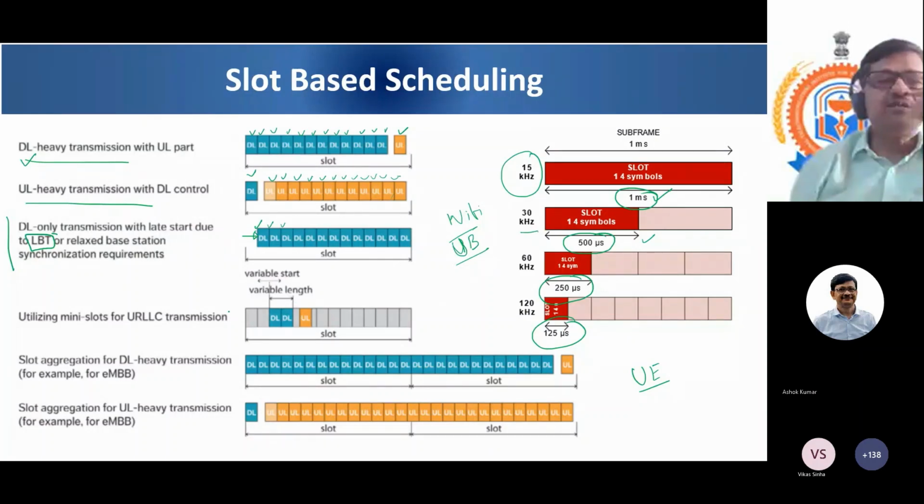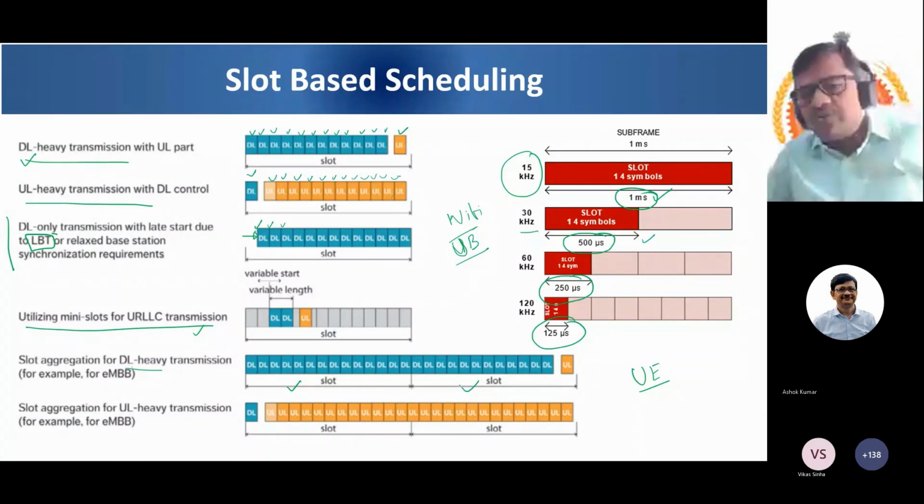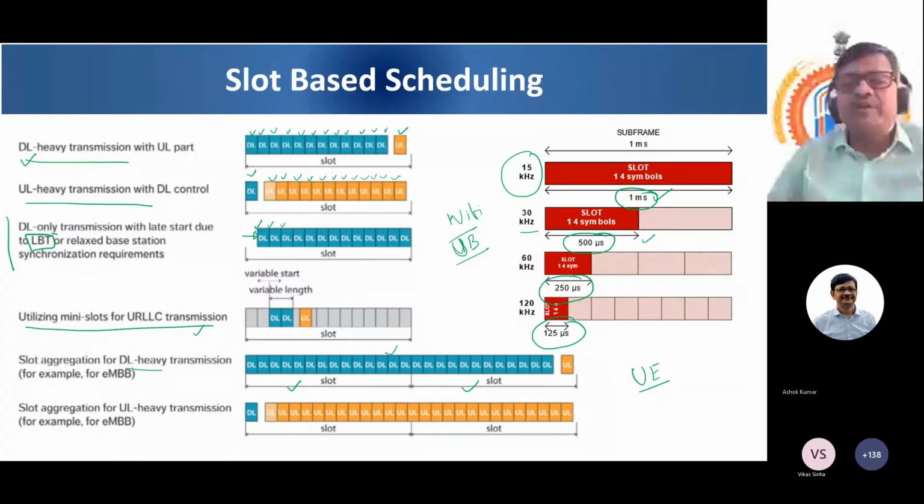Now there is a concept of mini slot, which I'll talk about in the next slide. Suppose there are heavy downlink transmissions, you can even aggregate a number of slots. At the start of one slot, you can allocate two slots together so that in the next slot no allotment is required, and you can allocate completely downlink or completely uplink. So you can aggregate even more than one slot. This is the concept of slot-based scheduling.